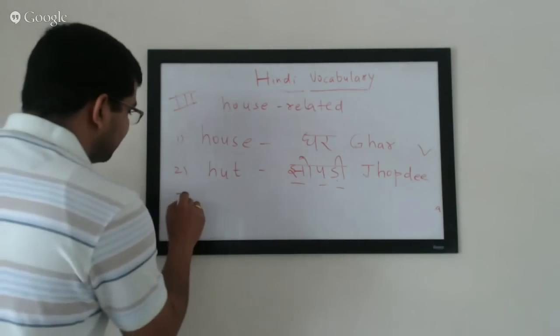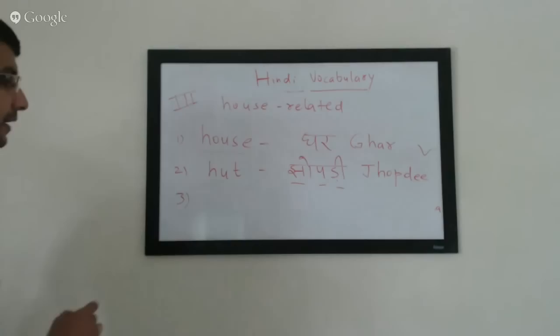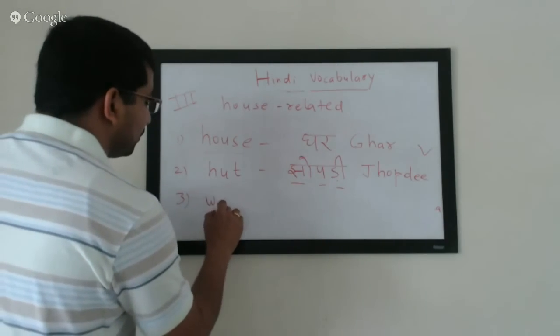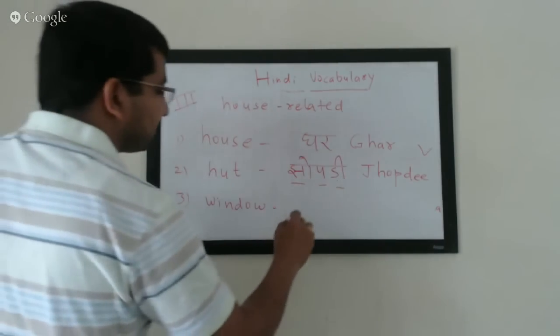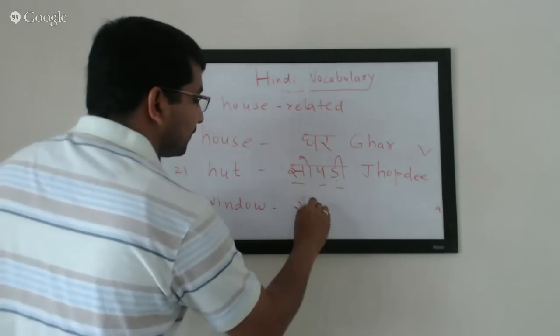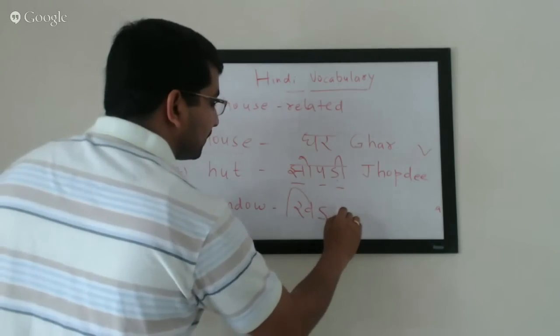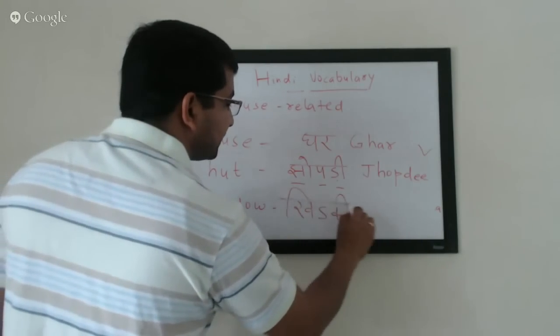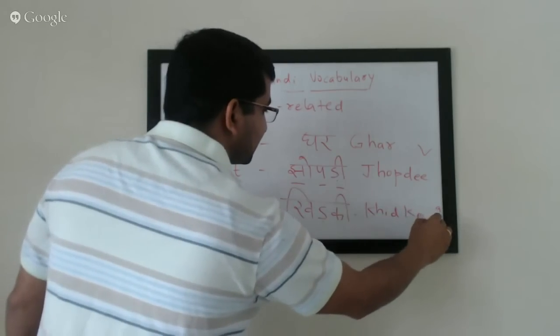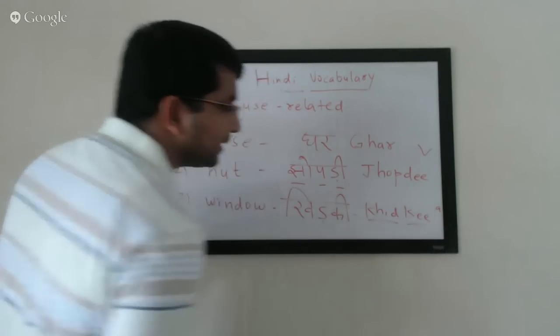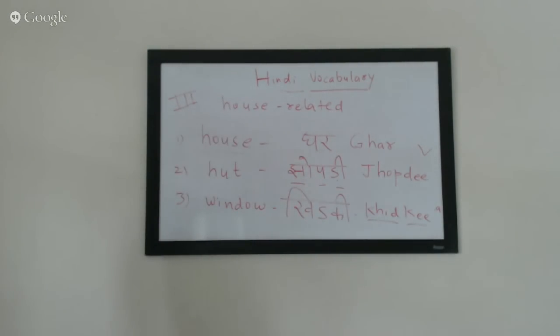And the third word related with house used in this song is window. Window is khirki. It's basically khirki. Khirki. Right? That's window. So that's the third household-related item, or the vocabulary word which is used in this song.